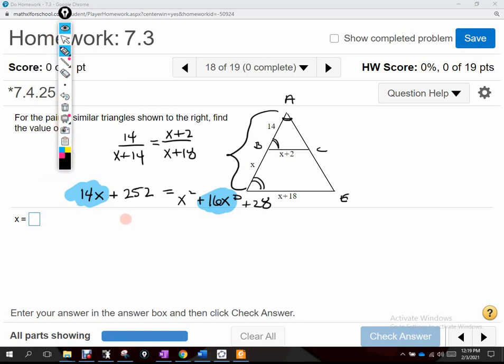Okay, so we're going to try to get everything equal to 0 here. So I'm going to set my x squared on the right. Let's move this over through subtraction. So 16x minus 14x will give me positive 2x. And I'll subtract 252 over from 28. So that gives me 224, negative 224.